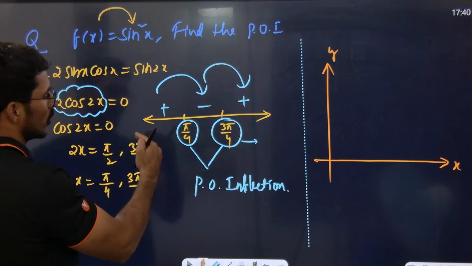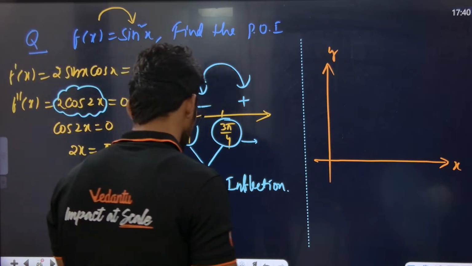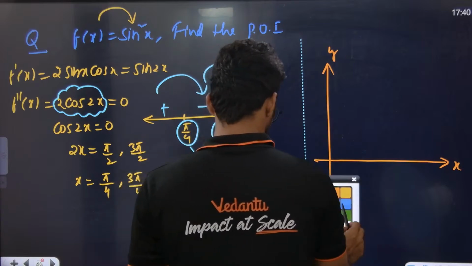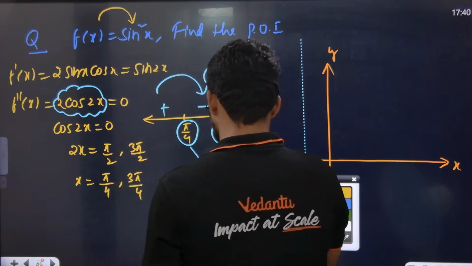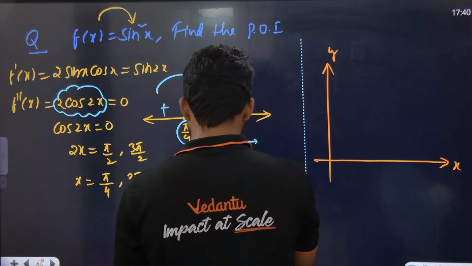First, before pi by 4, the graph is positive. After pi by 4, the graph is coming down. So first, what is the period? Basically the period is pi, and you can also say what is the range of the function? The range of the function is basically 0 to 1 only.